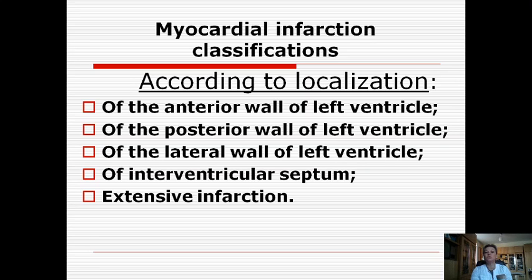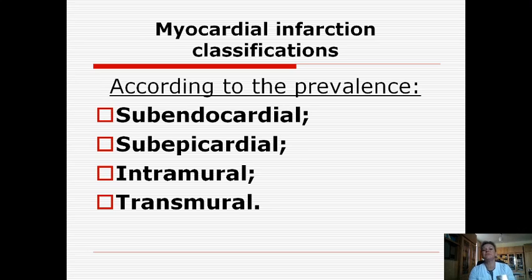The next classification is according to the localization. More often we see myocardial infarction in the left ventricle: in the anterior wall, posterior wall, lateral wall of the left ventricle, in the interventricular septum, or extensive infarction in many zones of the left ventricle. The next classification is according to the prevalence: subendocardial, subepicardial, intramural and transmural. The cause of death may be only transmural infarction, or a combination of subendocardial, subepicardial, intramural with another disease.